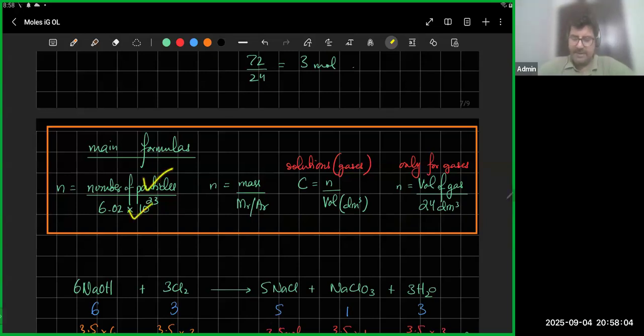Number of particles divided by Avogadro's number, that's moles. Mass divided by molar mass, that's moles. Concentration of a solution is what? It's the number of particles in moles in a particular volume, right? So concentration is moles over volume. For a gas, moles is volume of gas in m cube divided by 24.